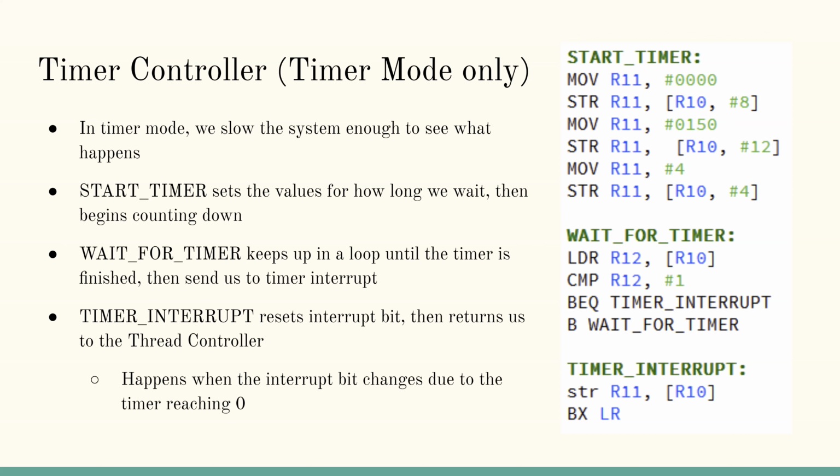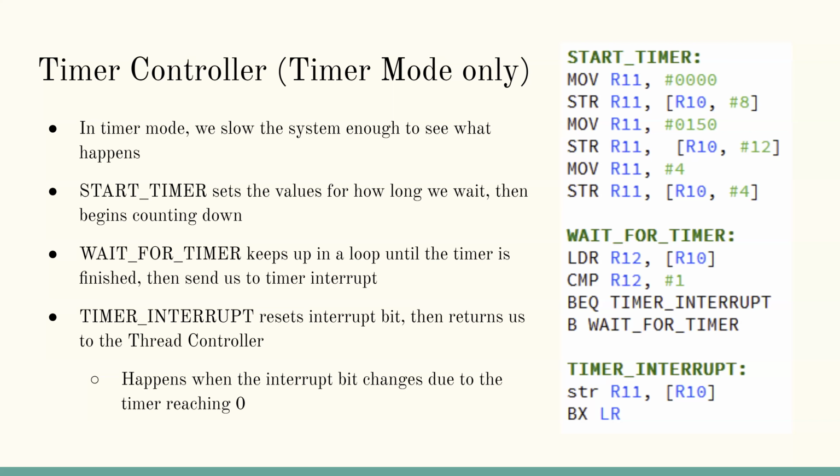Once we've jumped to the timer interrupt section, all it does is reset that interrupt bit so it's ready to go for the next time we need to use the timer, and then returns us to the thread controller. All of that happens basically after we set the value for how long we want it to count down.